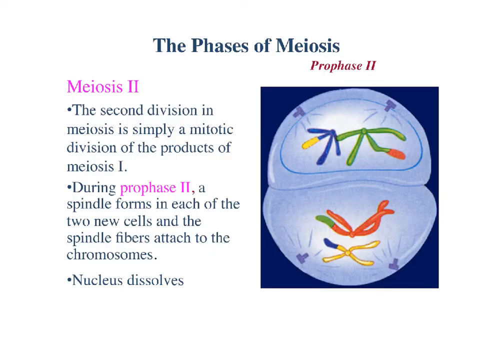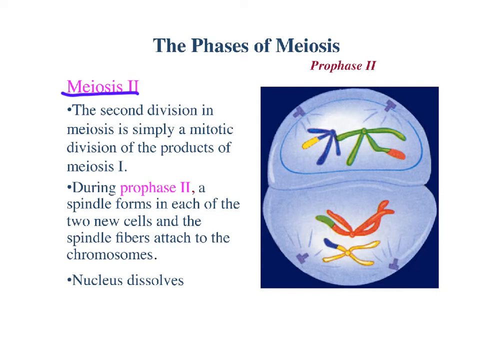Now we're not done yet. We're actually going to go through a whole other round of division that we call meiosis 2. Basically we need to break apart these sister chromatids, because if these cells went on to fertilize, you'd still get more than 46 chromosomes. You'd have 92 chromosomes, and that's not what we want. So we've got to break apart those sister chromatids. In order to do that, we have another round of division.